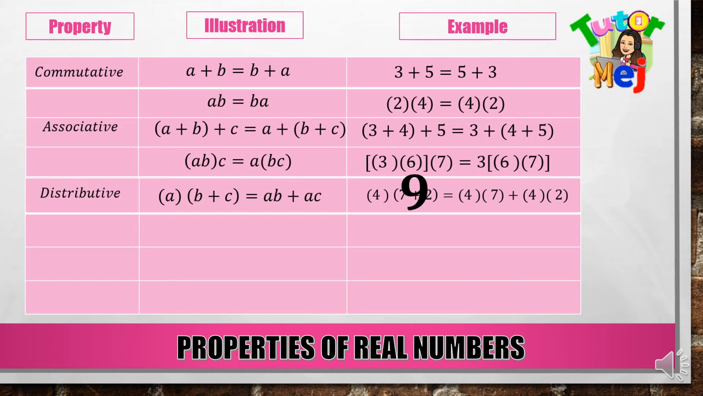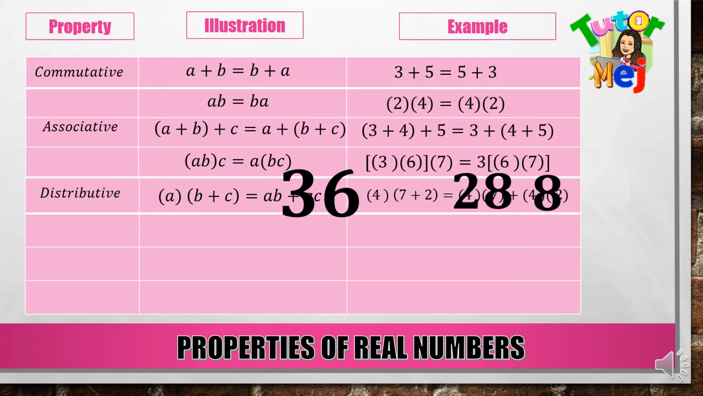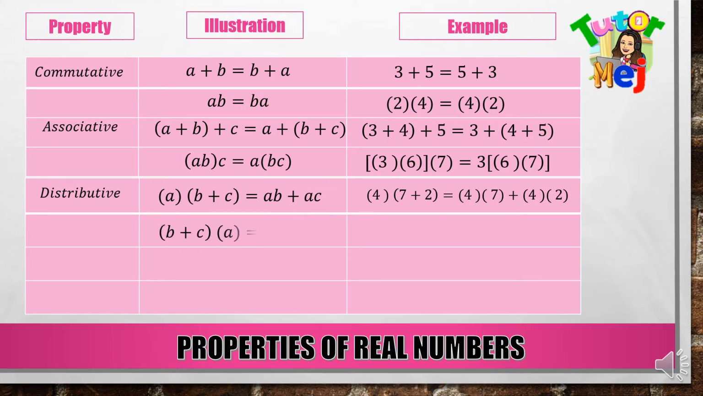So, dito given ang 4 times the quantity, 7 plus 2, equals 4 times 7 plus 4 times 2. So, what is 7 plus 2? We have 9, and 9 times 4 is 36. What about 4 times 7? That is 28 plus 4 times 2 is 8. So, adding up 28 and 8, meron tayong 36.